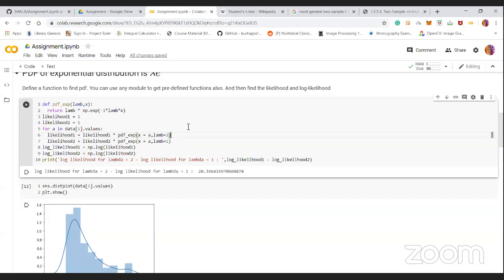The exponential distribution, as Ipsit mentioned, has only one parameter, and that is directly related to the mean. It's the inverse of the mean. So if you estimate the mean, I will start taking likelihood samples, for lambda 1 and 2.